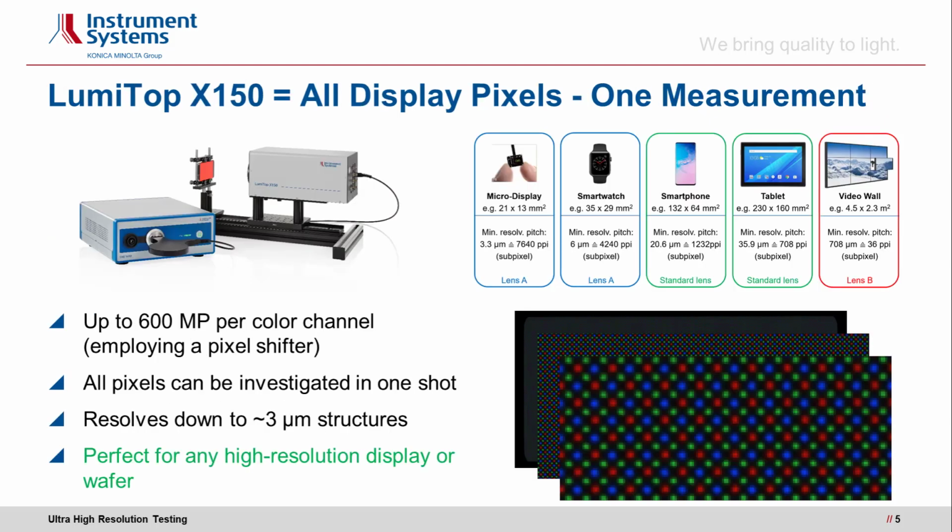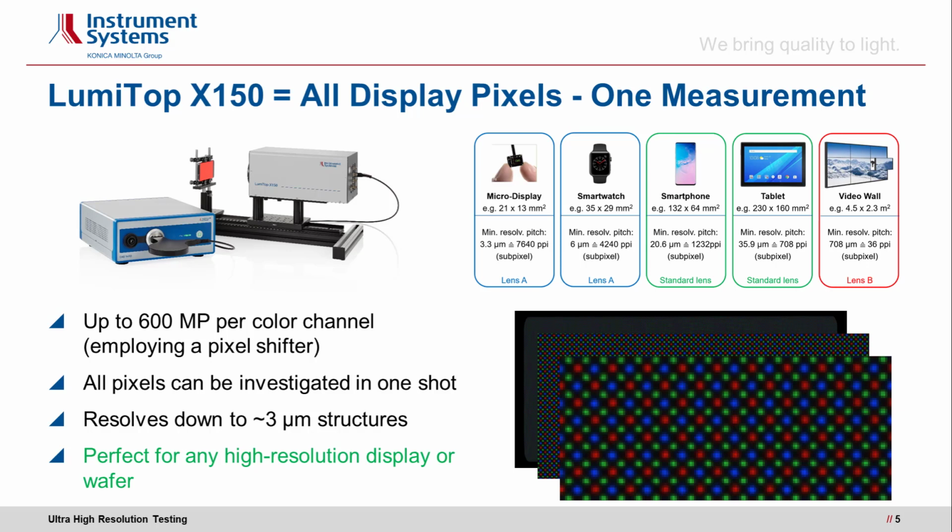For this type of quality testing, we've developed the LumiTop X150. It combines a very high resolution camera with a pixel shifter, allowing for full screen images of a display where each individual pixel can be resolved, like what's shown on the smartphone display in the lower right. It can do this in one measurement, making it suitable for production applications where takt time is crucial. It can also resolve structures down to 3 micrometers in size, making it perfect for any high-resolution display or wafer.